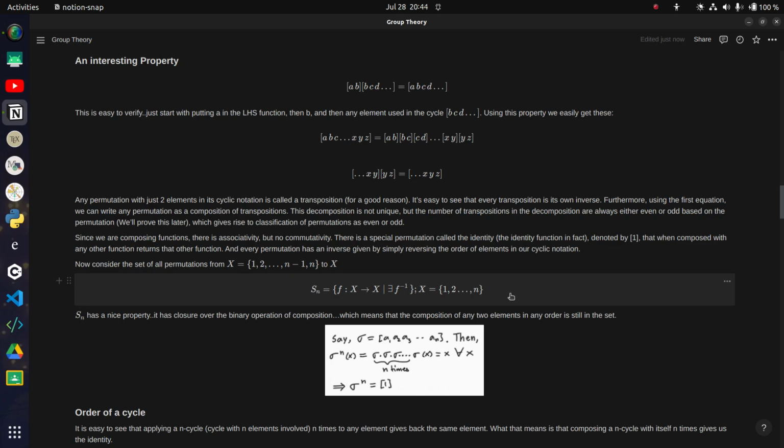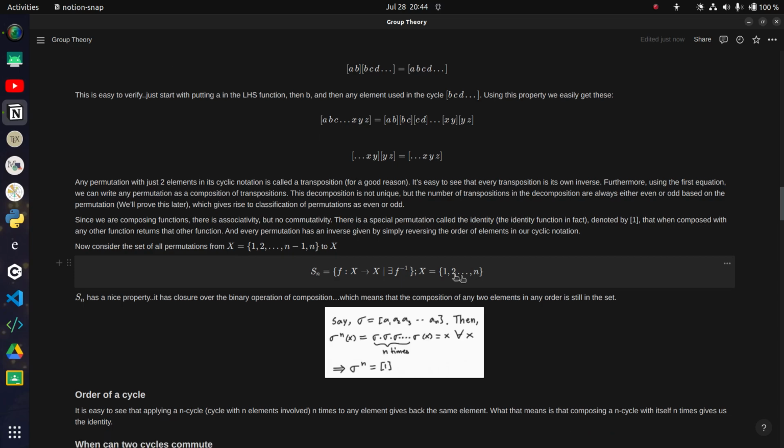So Sn is called the permutation group in n, and it has nice properties. It has closure over the binary operation of composition. So you take any two elements in Sn, compose them, you just get another element in Sn, right? And that means that the composition of any two elements in any order, I mean, okay, that I just explained. Why am I reading this?